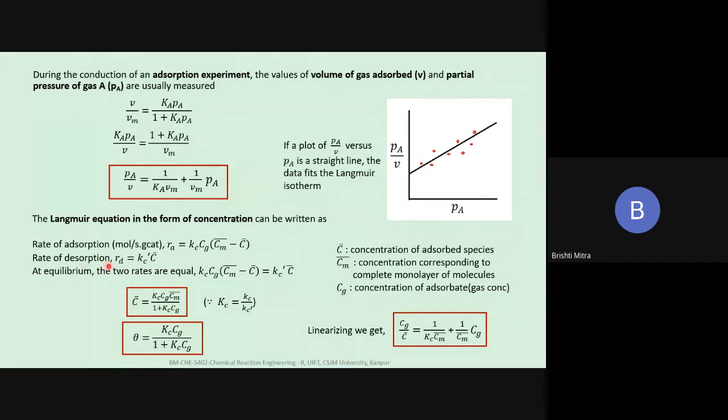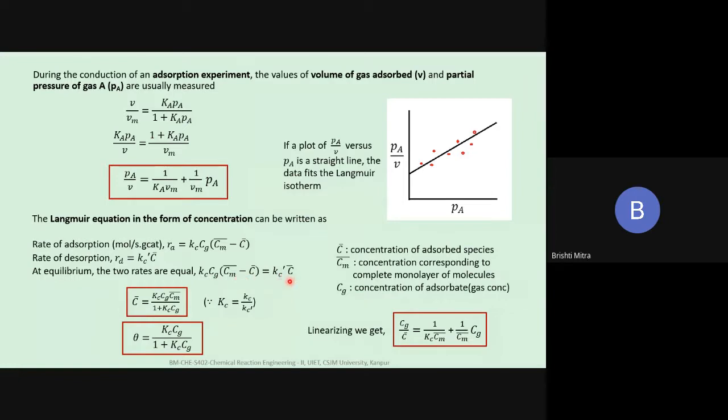And what is the rate of desorption? The rate of desorption is given by the kinetic constant for desorption, Kc prime, multiplied by C bar, that is the concentration of the adsorbed species. Obviously, because desorption can only happen from the adsorbed species. So the concentration of adsorbed species is involved out here. So at equilibrium, these two rates are equal.